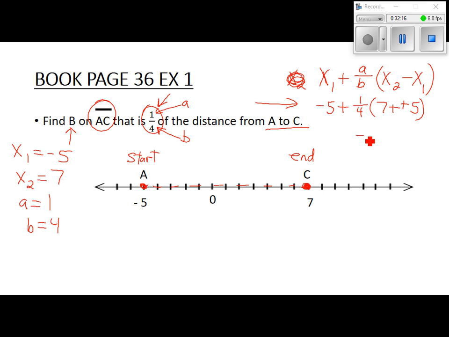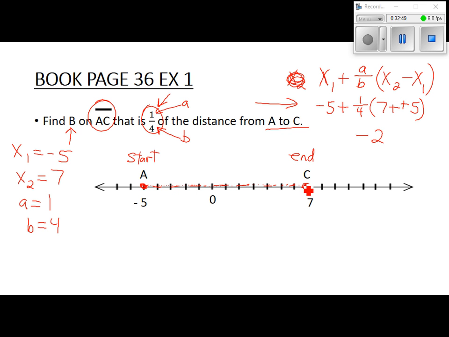Riley said -2. Anybody agree with that? Yes. Now, let's go back and let's think about this. What we're trying to do when we're doing this, and you got to know this for everything that we do today, is we're saying, we're on this segment AC, and we want to find a point. If we're walking down this segment, we want to find a point somewhere out through here that's 1/4 of the total distance from A to C.